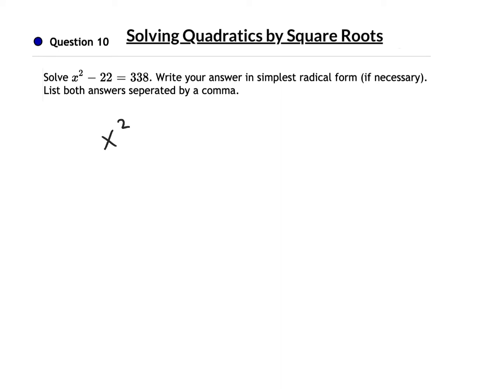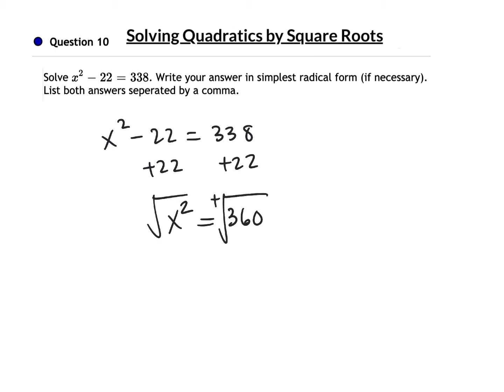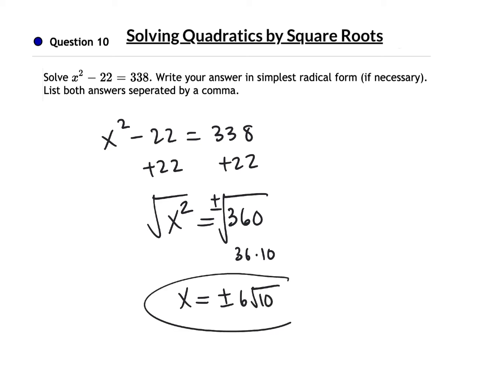Question 10. X squared minus 22 equals 338. Add 22 to both sides. 338 plus 22 is 360. Square root both sides and put your plus or minus in front. This is 36 times 10. Square root of 36 is 6. That goes in front of the root. 6 root 10 is the answer, plus or minus. Write that as two answers, 6 root 10 and negative 6 root 10.